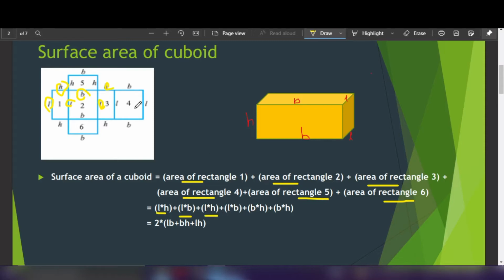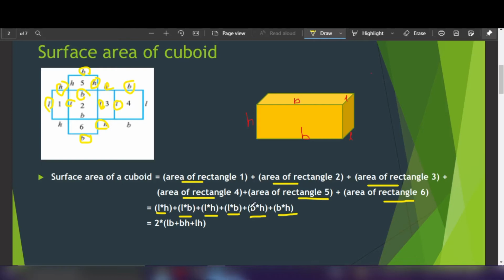And for the fourth rectangle again it will be length and breadth. In the fifth rectangle it will be breadth and height. For the sixth also it will be breadth and height. So when you add up all these things, you will get each product twice. For example, the product L and H will be twice. There are 2 times there. And the product L and B is also 2 times. And the product B and H is also 2 times.